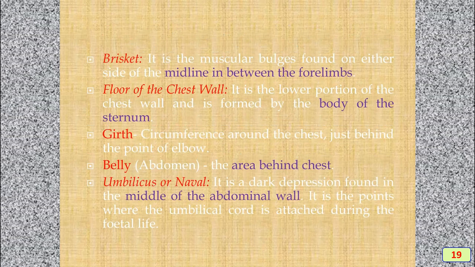Brisket is the muscular bulge found on either side of the middle between the forelimbs. The floor of the chest wall is the lower portion of the chest and is formed by the body of the sternum. Girth is the circumference around the chest, just behind the point of the elbow. The abdomen is the area behind the chest. The umbilicus or navel is the deepest depression found on the abdominal wall.